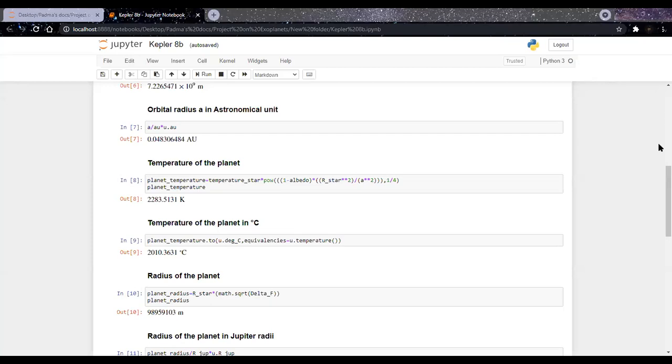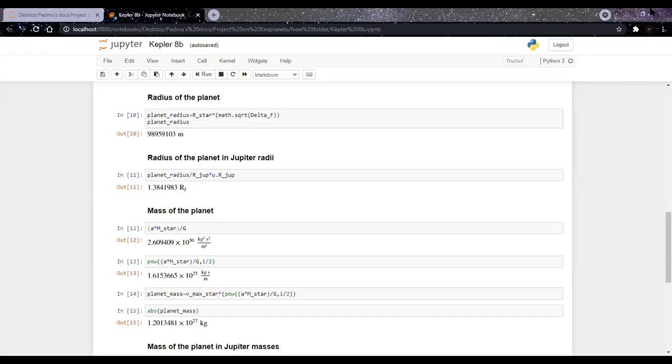Substituting the value for each term gives the temperature of the exoplanet as 2283.5131 Kelvin, which is equal to 2010.3631 degrees Celsius. This is extremely high when compared to the average surface temperature of Earth, which is 16 degrees Celsius. From the temperature and radius of the exoplanet, it can be concluded that it is a hot Jupiter. That is, Kepler 8b is a Jupiter-sized planet orbiting very close to its host star.